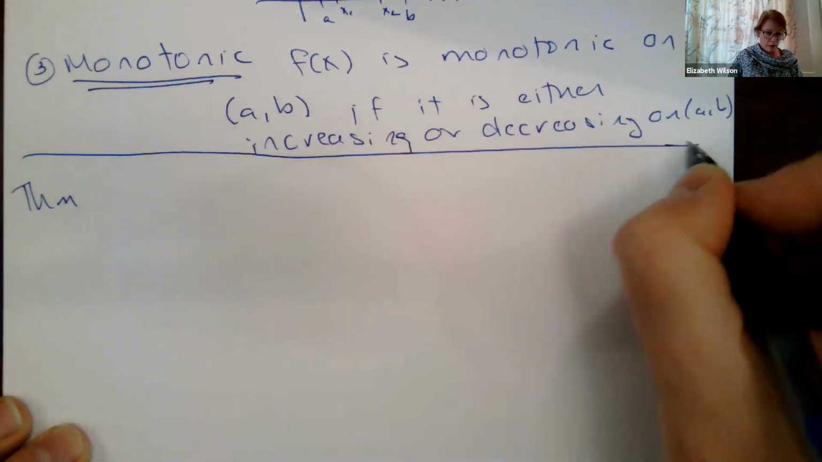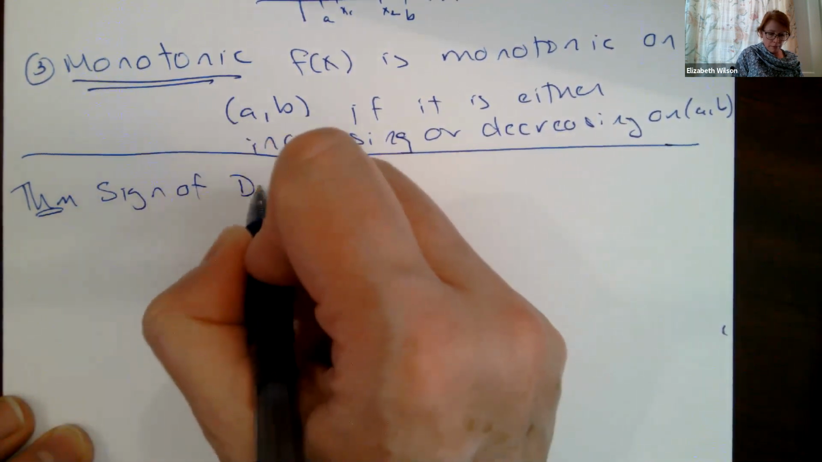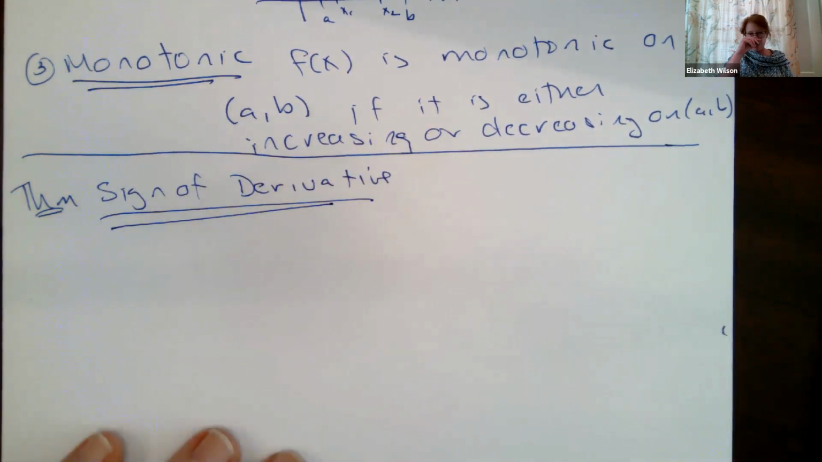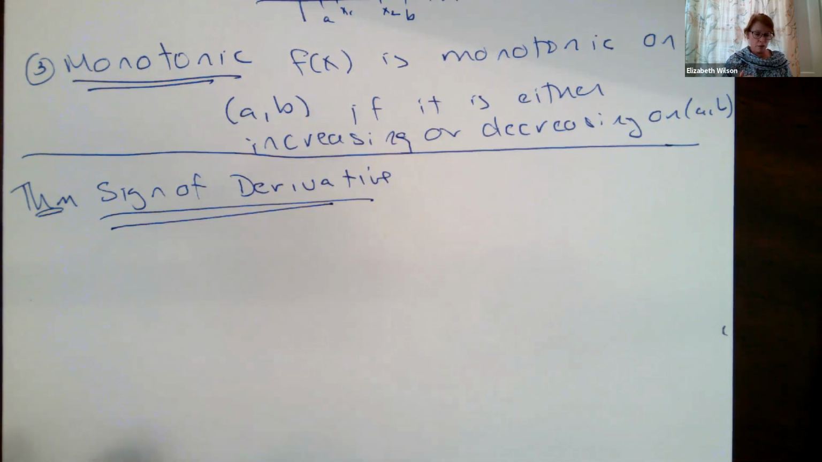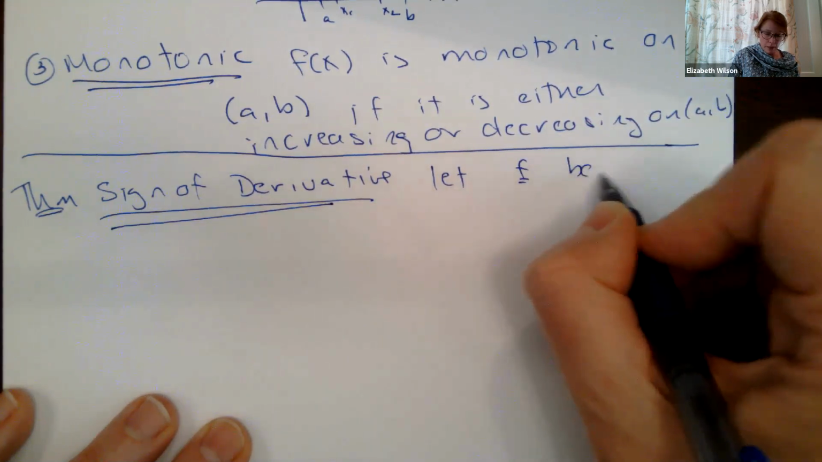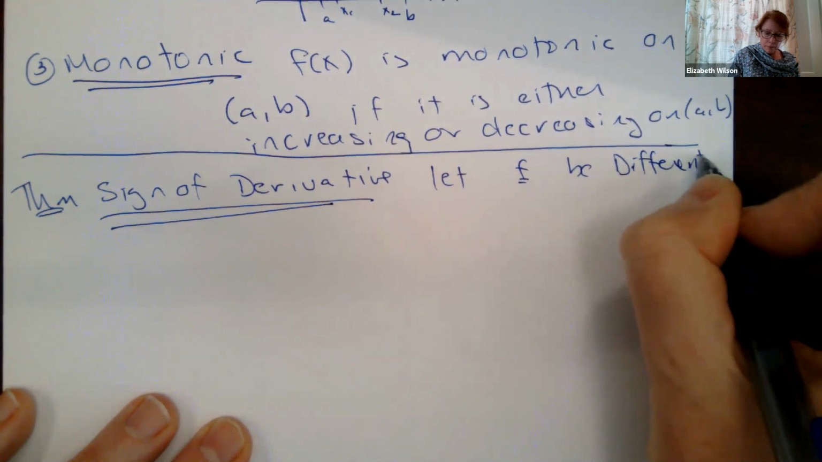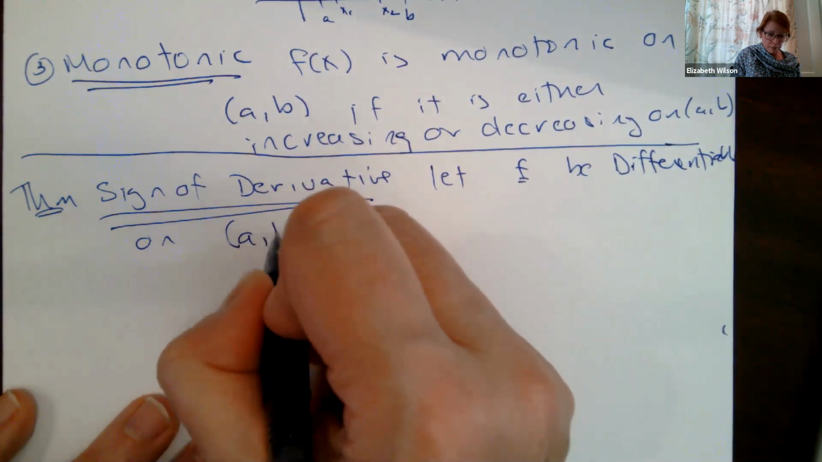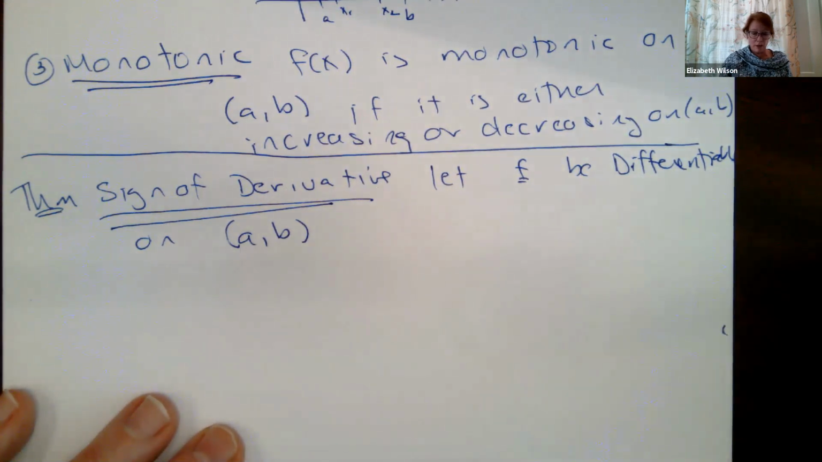Theorem. This is a theorem. We're going to use the sign of our derivative to help us. Okay, so we're going to use this, and this is going to lead us into what we call a first derivative test. But for right now, let's just talk about the sign of the derivative. So we're going to say, let our function be differentiable on an open interval. It's important because if we're going to talk about its derivative, we want to make sure that we can actually take the derivative on this interval.